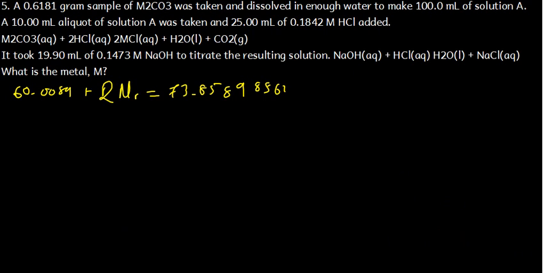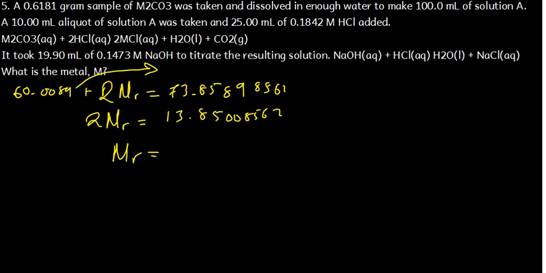So we are going to take this, the other side, and then it is going to subtract. So that will give us 2 molar mass is going to be equal to 73.8589 minus 60.0089. We are going to find 13.85008562. Now to remain with Mr, divide through by 2. So Mr is going to give you 6.92504281, which you can also round off to just about 6.9. Let's say 6.95 grams per mole.